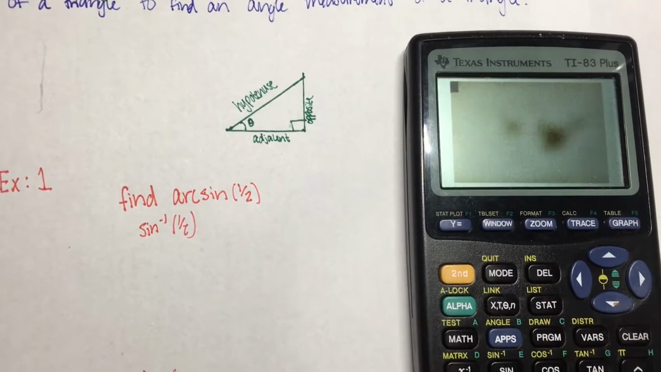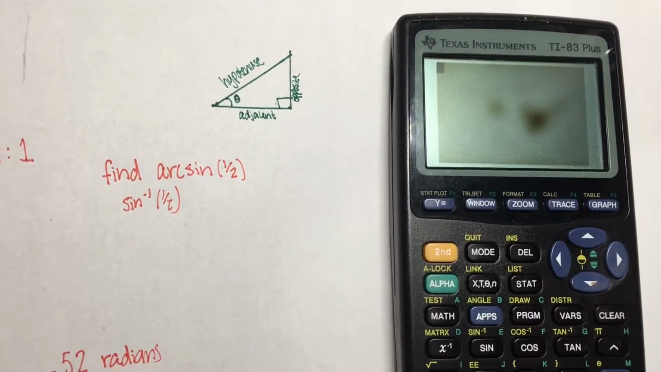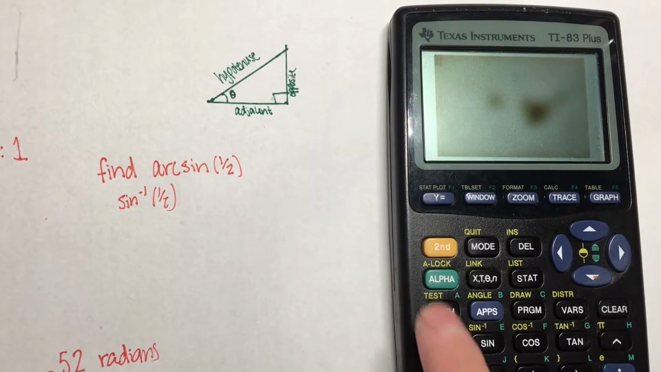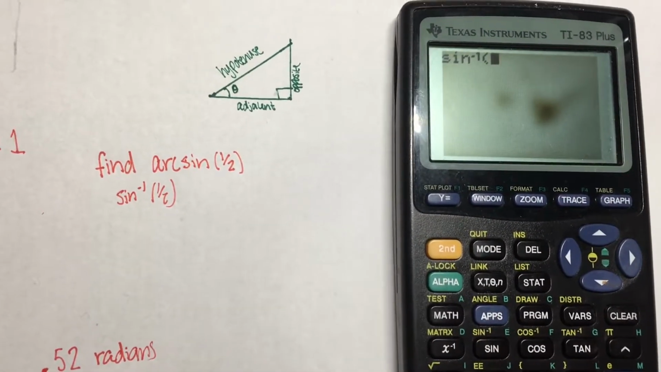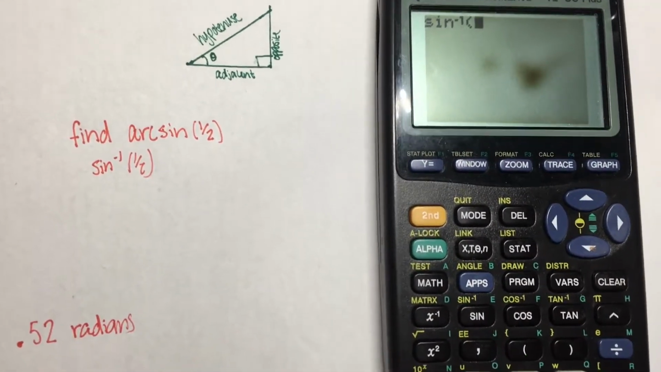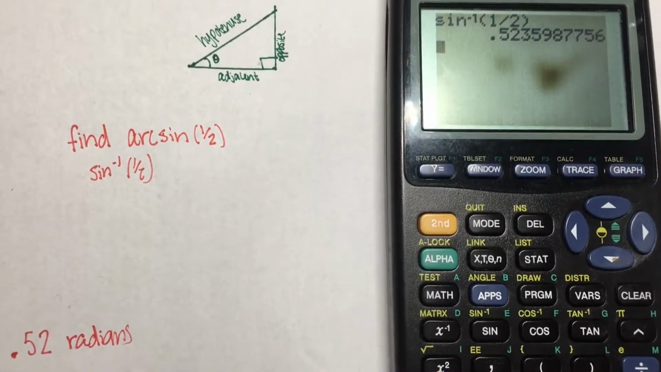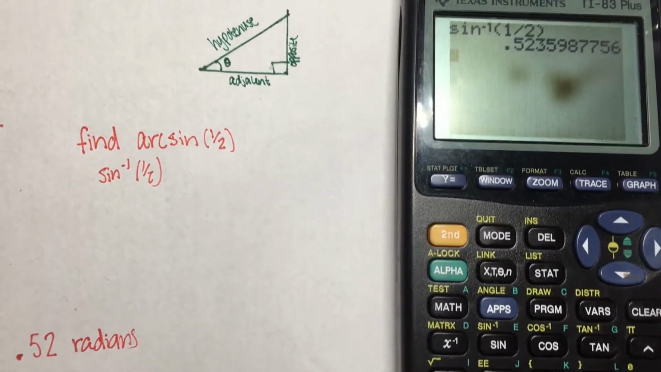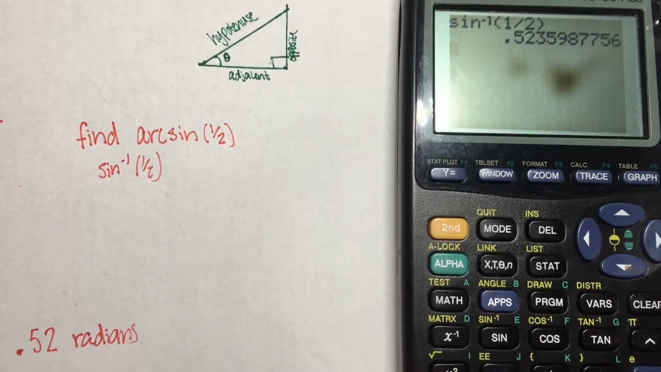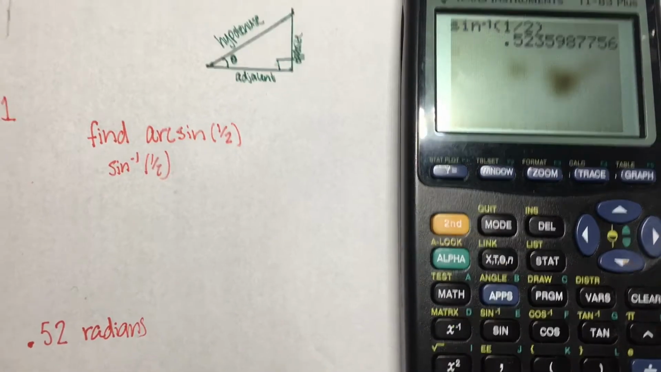So we can go back to our calculator, and since we're trying to find the inverse of sine, you can hit second sine, which gets us sine to the -1, and we're trying to find that of 1/2, which gets us 0.52359 radians. Then we can use our basic rounding rules to figure out that the answer is 0.52 radians.